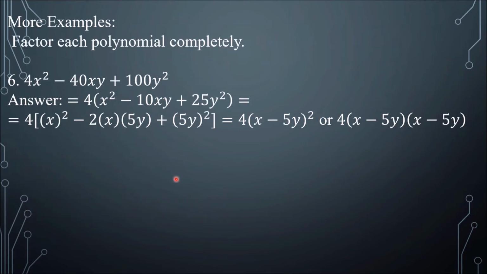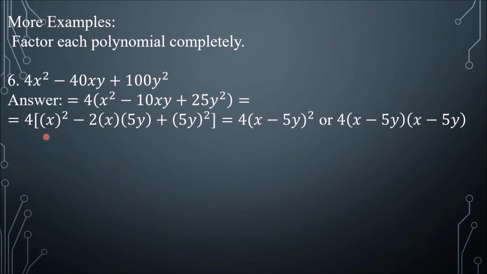Now let's have more examples. Number 6, 4x squared minus 40xy plus 100y squared. In this case, we don't need to consider first the perfect square trinomial, but the common monomial factor. The common monomial factor here is 4. After extracting 4, what is left is x squared minus 10xy plus 25y squared. This time, this is already a perfect square trinomial.